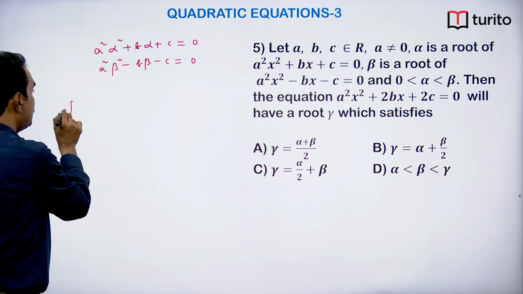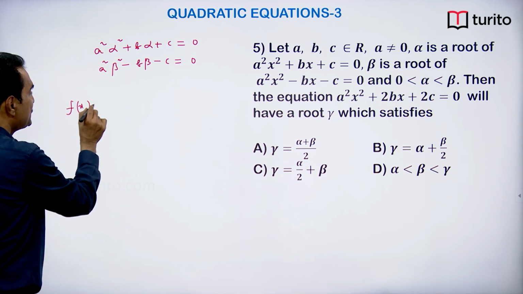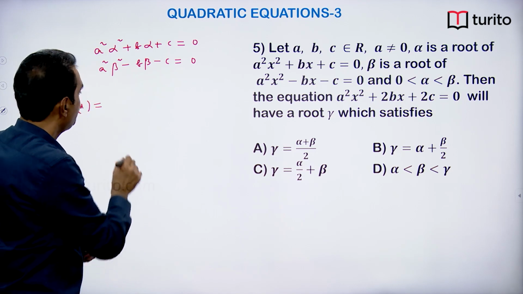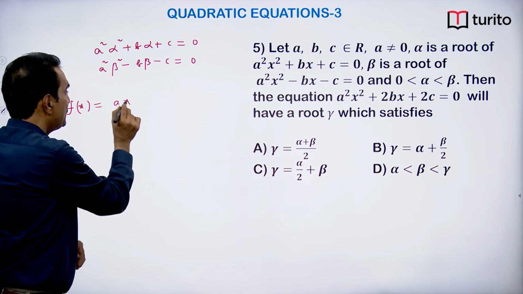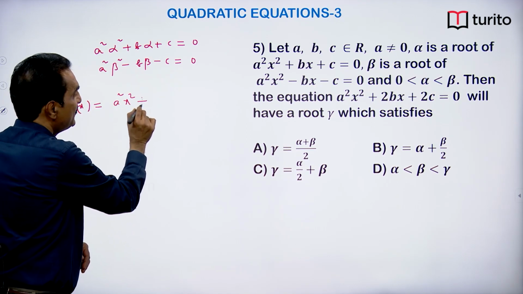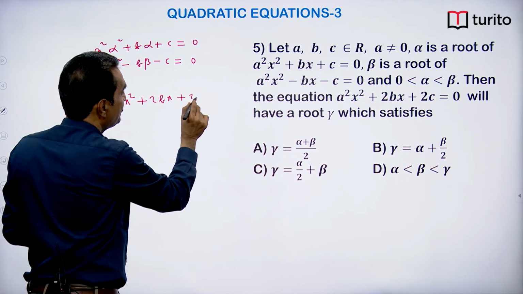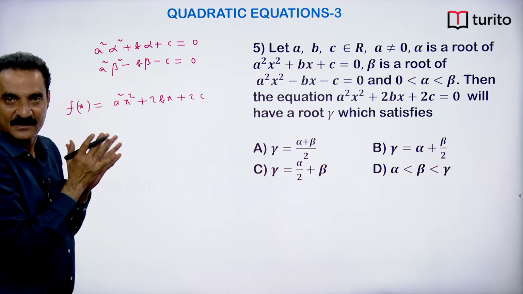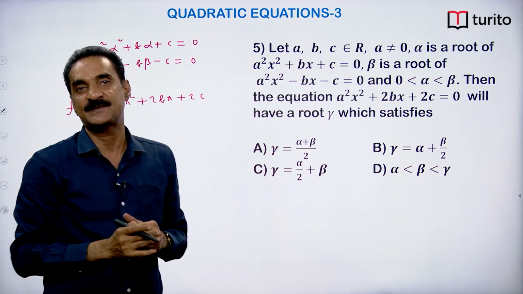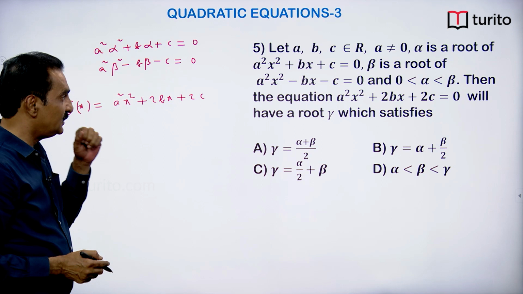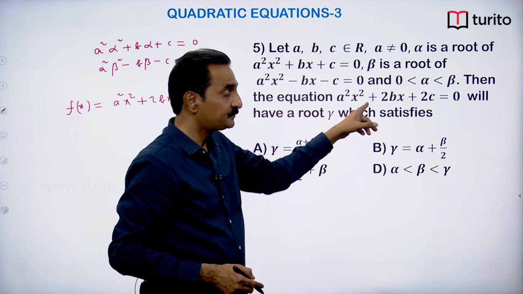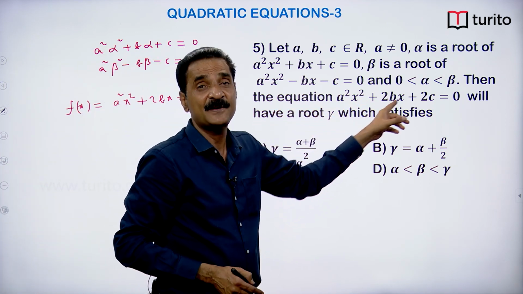Take that equation as f of x equal to 0. f of x is equal to a square x square plus 2bcx plus 2c. Consider only the expression f of x. You want to know about the roots of f of x is equal to 0.